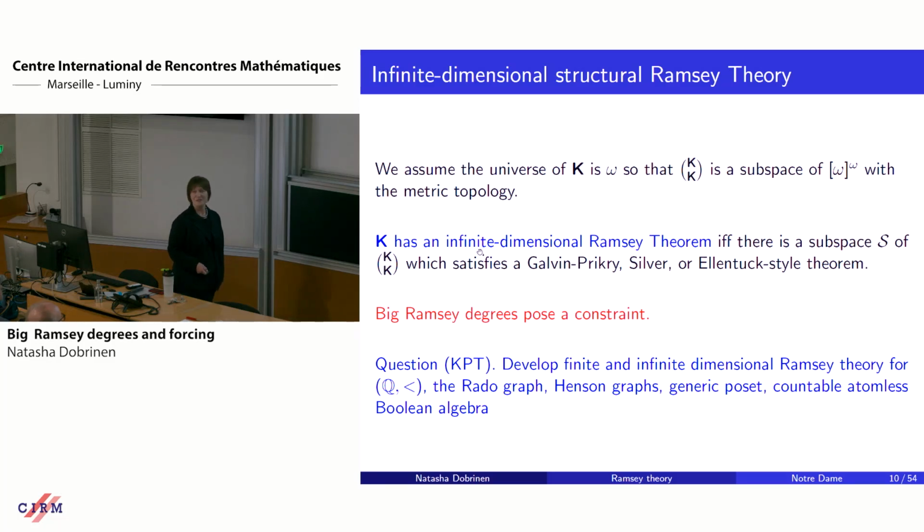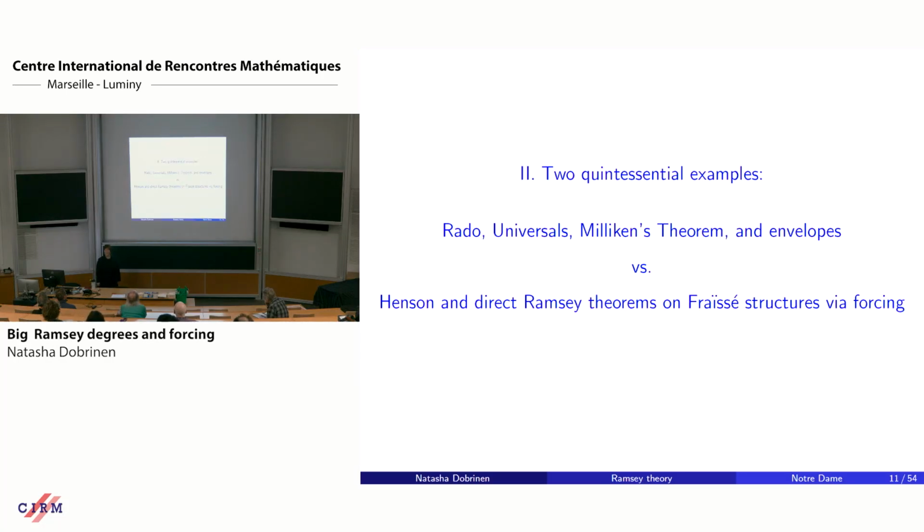Countable atomless Boolean algebras are the first or second example of this collection where we find out that there are infinite Big Ramsey degrees for sub-Boolean algebras with 3 or more atoms. Okay, so two quintessential examples that I'll go over are the Rado graph, with Milliken's theorem and envelopes, versus a different type of approach, which is Henson graphs and direct Ramsey theorems from Fraïssé structures using forcing.